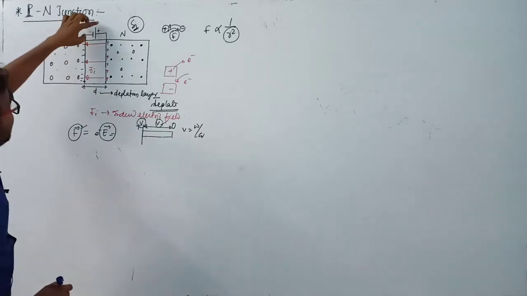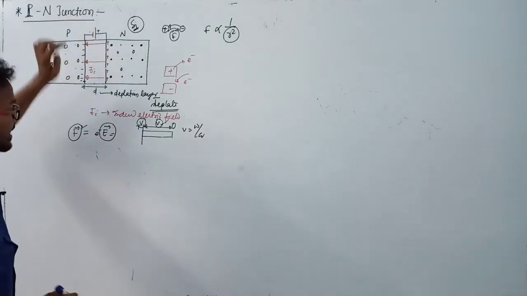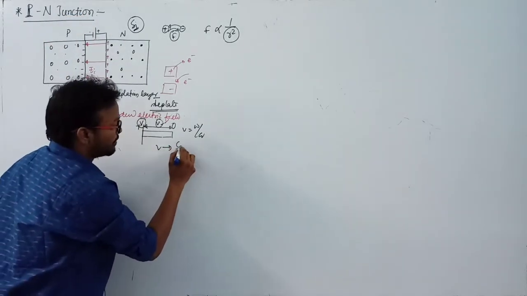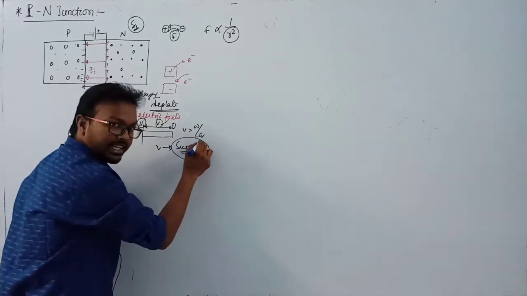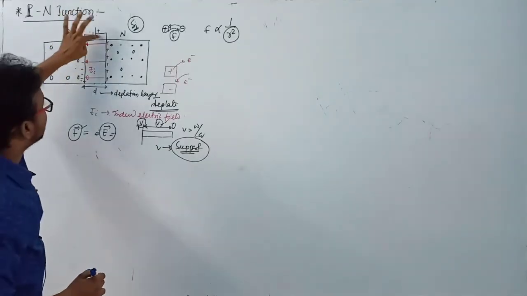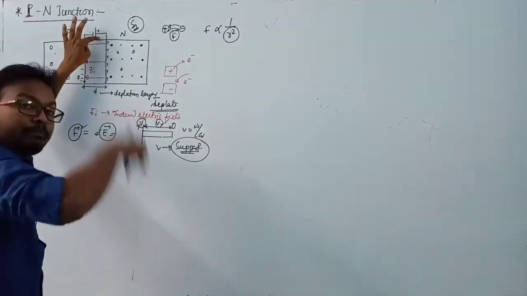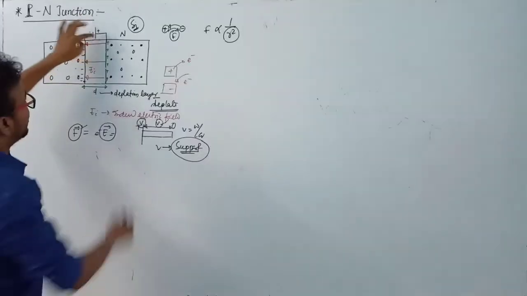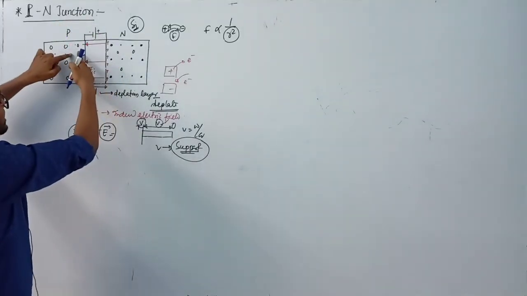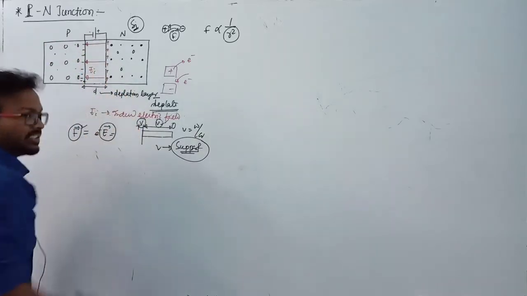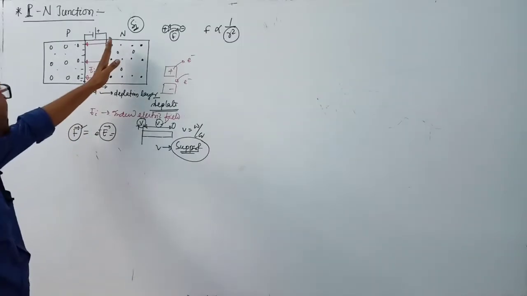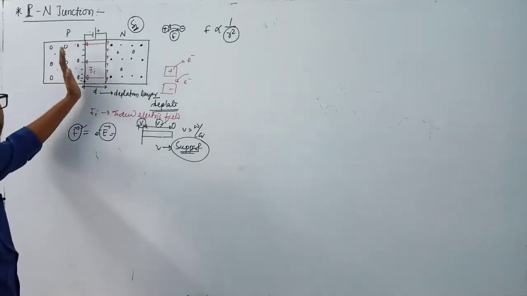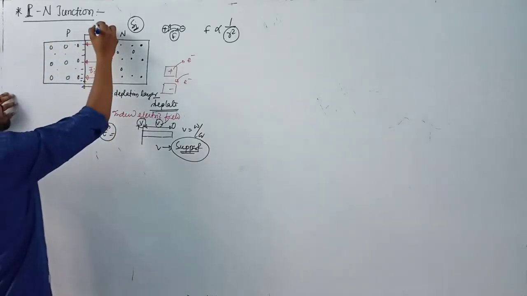Clear? Because there is a potential and this potential supports the flow of charge carriers, but there is also a potential which opposes the flow of charge carriers. Why? Because there are positive charges here and negative charges here, so electrons try to move in this direction, but electrons cannot move from the N region to the P region again. Why? There is another type of potential.